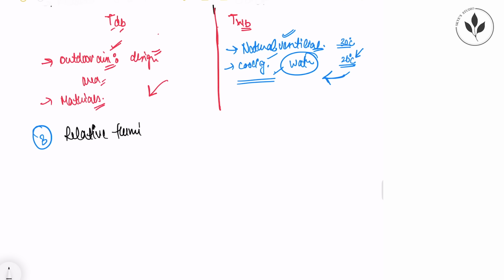Now, we studied about humidity. Humidity is the percentage of water vapor in your air. Now, what is relative? Relative is something that comes in comparison.